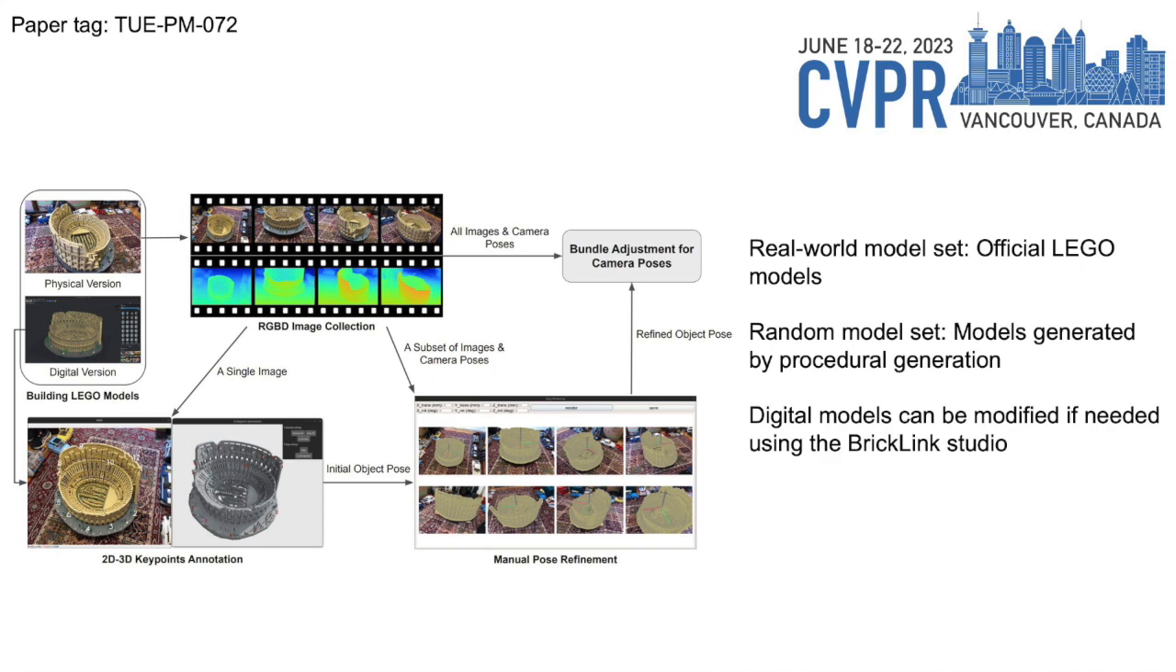Since the number of official Lego models is limited, we augment the MobileBrick dataset by using procedural generation to create a large amount of digital Lego models using 72 primitive Lego bricks randomly. We can also modify the digital models if needed using the BrickLink Studio.